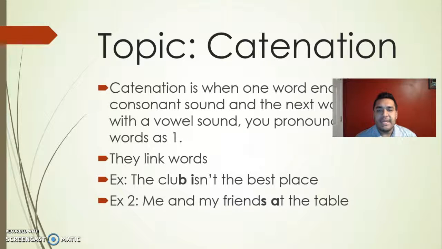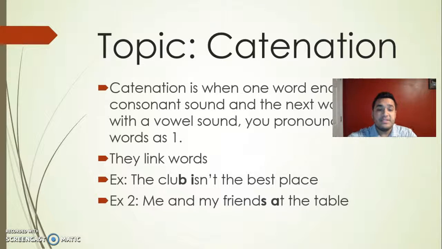So, what is catenation? Catenation is when one word ends with a consonant sound and the next word begins with a vowel sound. You pronounce the two words as one. They are basically linking the words together. Okay? So from hearing the song, if you remember, one of the verses was, "The club isn't the best place."